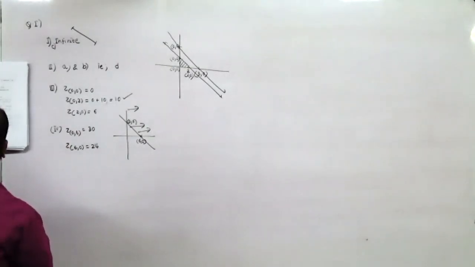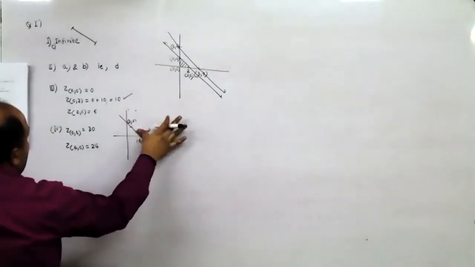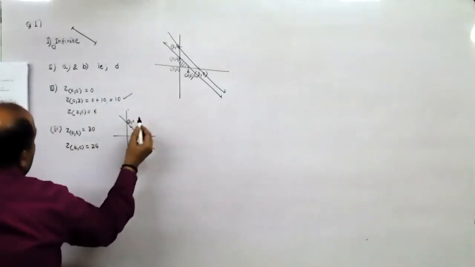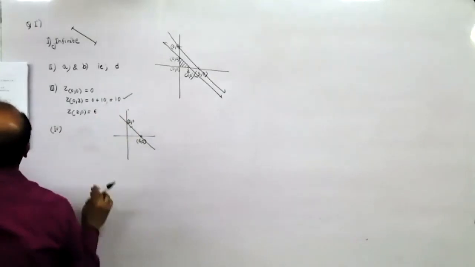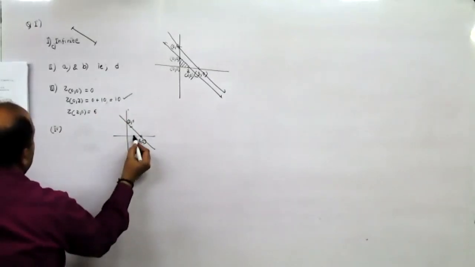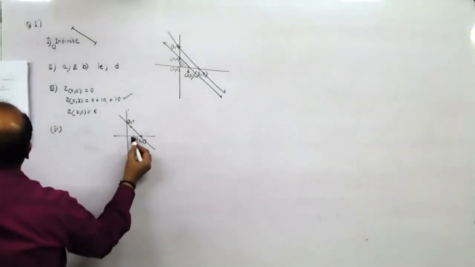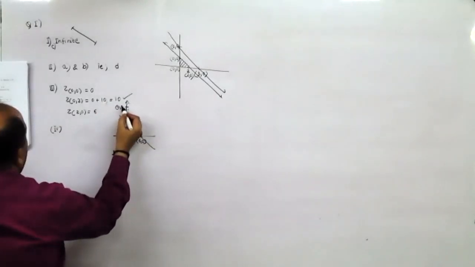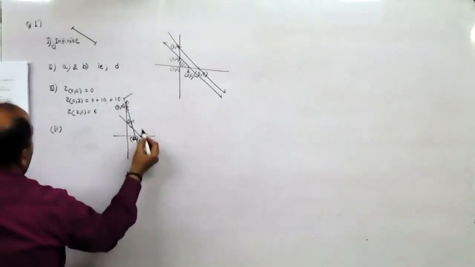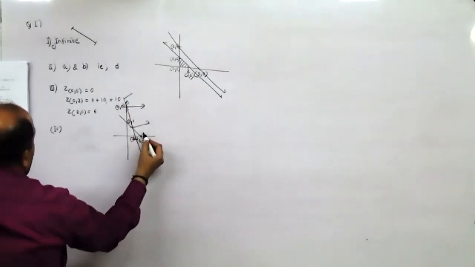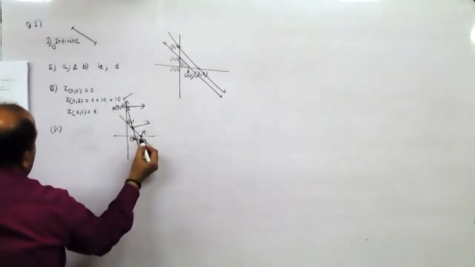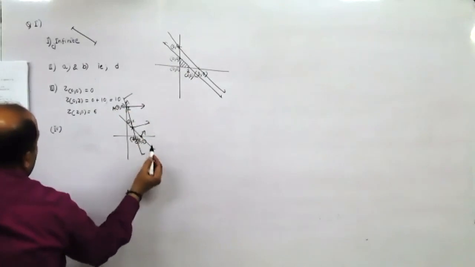Which one am I doing right now? Oh, there is one more line. 5x plus y equal to 10. My God. So 5x plus y equal to 10 means x is 2, y is 0, y is 10 here. 0, comma 10. This is 0, comma 10. This is 6, comma 0 and this one.